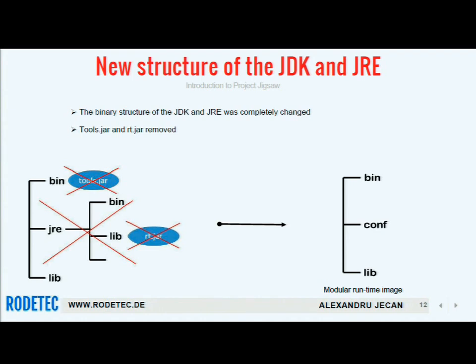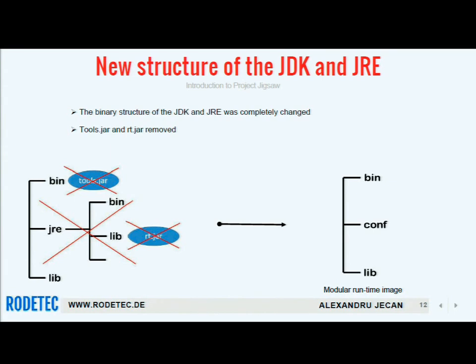So this is how a modular runtime image looks. When you build a modular runtime image, it has only three directories: bin, conf, and lib. And as you see there, tools.jar and rt.jar have been removed. This has a great impact on frameworks, because a lot of frameworks use these jar files, and these frameworks have to be adapted in order to work with Java 9.